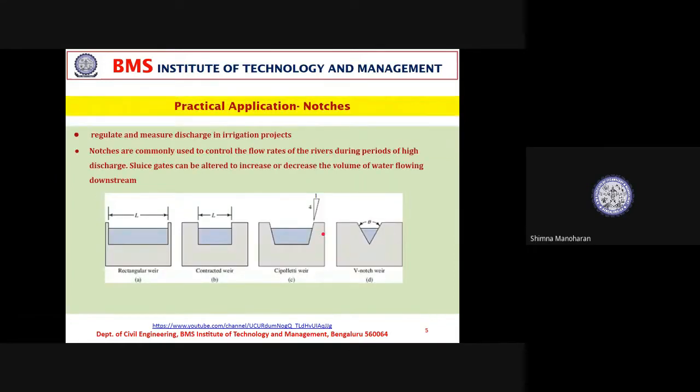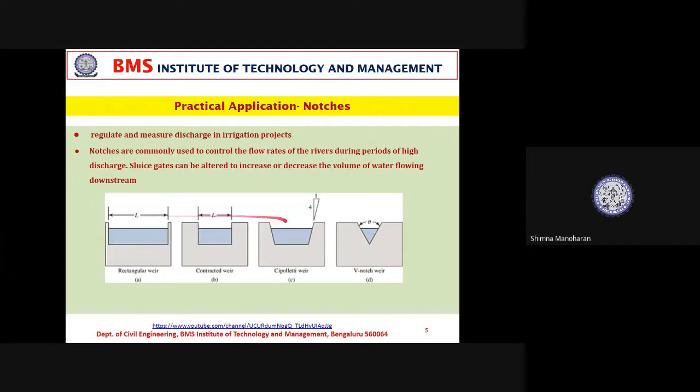Now we will see the practical application of the notch. It is mainly used to regulate and measure the discharge in irrigation projects. You might have seen how much water has to be given for each location or each irrigation site. To measure how much discharge can be given, we use these notches. To compute the discharge, you know the typical equation, which has a constant like CD. That constant CD has to be determined, and then put in the equation to get the discharge. The equation will be discussed in the later part of the video.